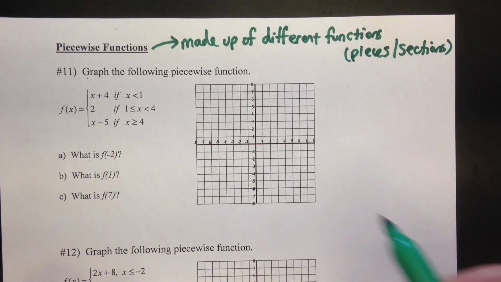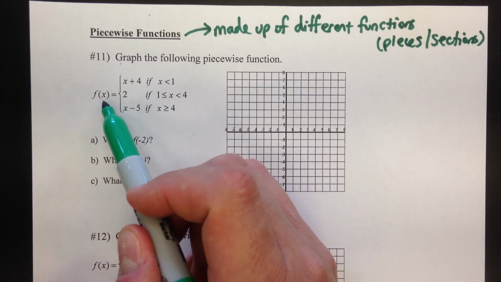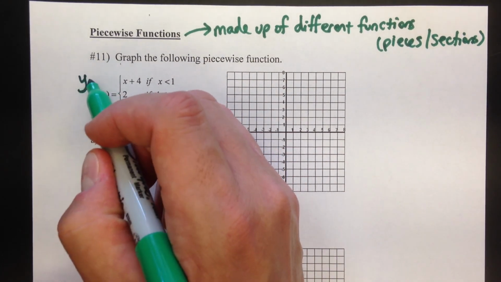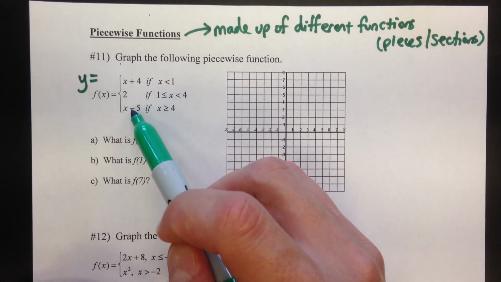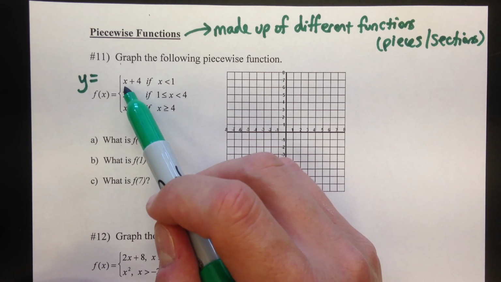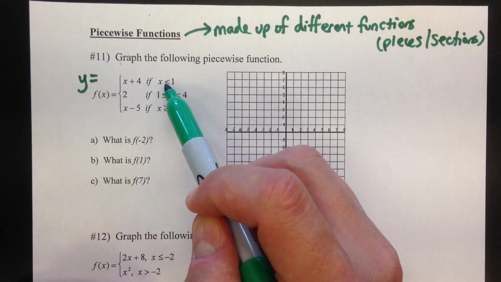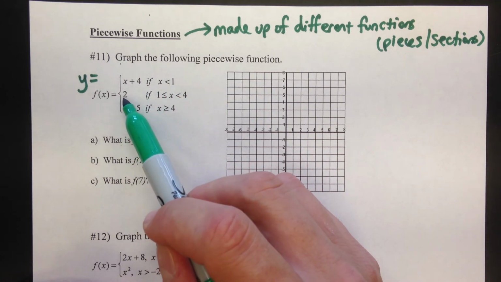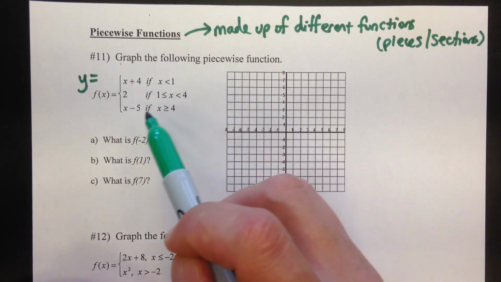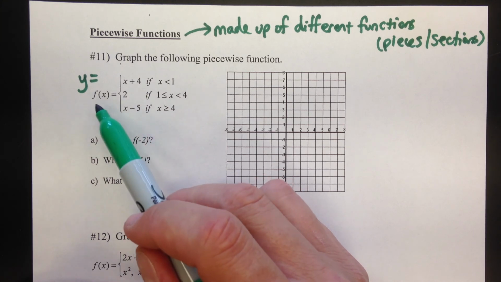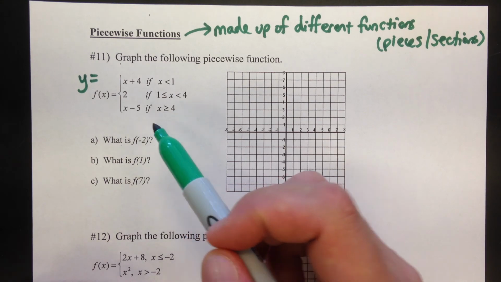All right, so for example, number 11 here, graph the following piecewise function. Now, when you see f of x equals, that's the same thing as saying y equals. But what you'll notice is that there are actually three pieces to f of x. The first one is x plus 4, which is a line, but it's only for x is less than 1. F of x is equal to 2 if 1 is less than or equal to x is less than 4. And then the last piece, f of x equals x minus 5 if x is greater than or equal to 4.